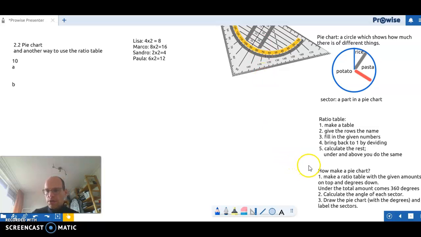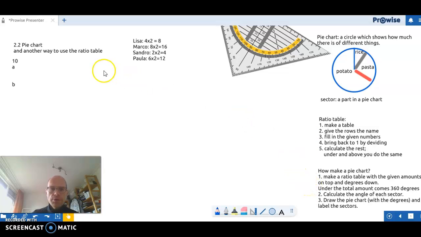And how do you use a ratio table? Well, first of all, you make a table. Then you give the rows a name. You fill in the given numbers, and you bring back to 1 by dividing, and then you calculate the rest, and under and above you do the same, and you always multiply or divide. In this paragraph, the name of the bottom row is always degrees.